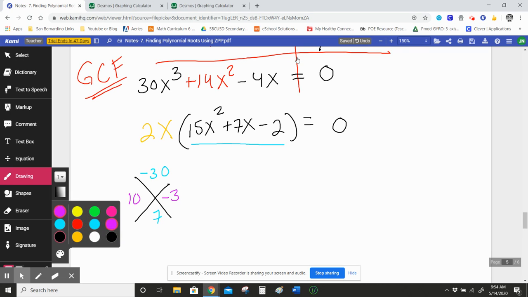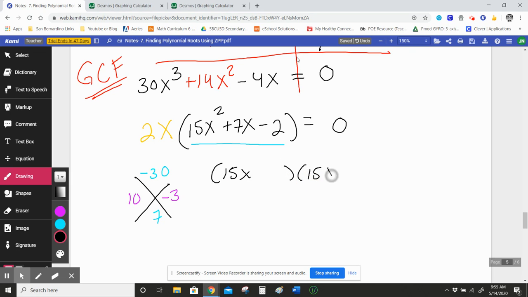I'm going to skip to the two factors. Don't forget I have to include the a, right? So my two factors are going to be ax and then ax. And then the two answers that I got were positive 10 and negative 3.